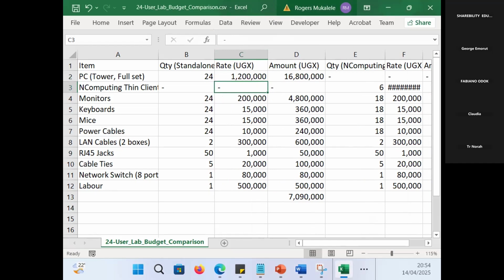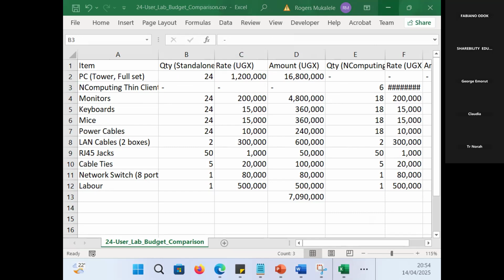Of course, in Kampala we have all the computers. You can even get a full set at even 500. But it could be very old, and that means the lifespan ahead of it is also limited. So I could put it at 1.2. Now, we are not looking at in computing, we are looking at the standalones, like Madam Claudia said. Mr. Fabiano, you have something to say?